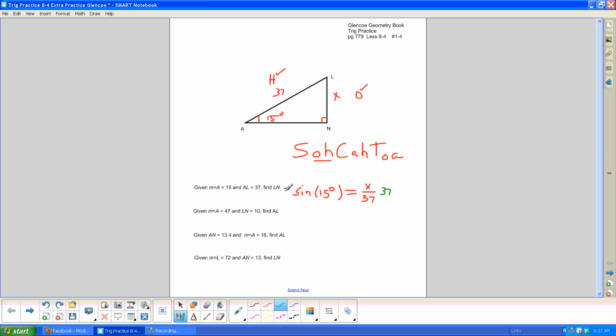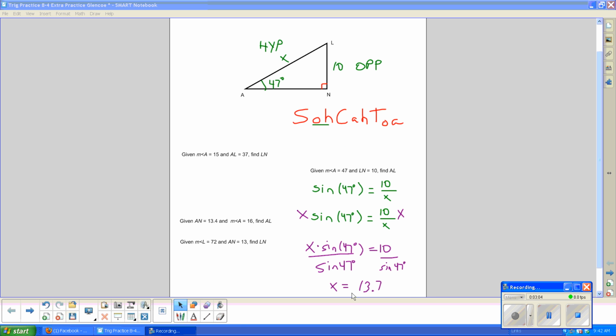fraction. Since there's an equal sign, I'll multiply both sides by 37. And if I had a unit, say 37 meters, 37 centimeters, that would go with it. So x equals 37 times sine 15. And our answer for x here, to one decimal place, to the tenth, is 9.6. So x is 9.6 for number 1. This is what you should do in all trig problems. Set it up. I'm just going to get the work for the next 3 so you can see the answers.